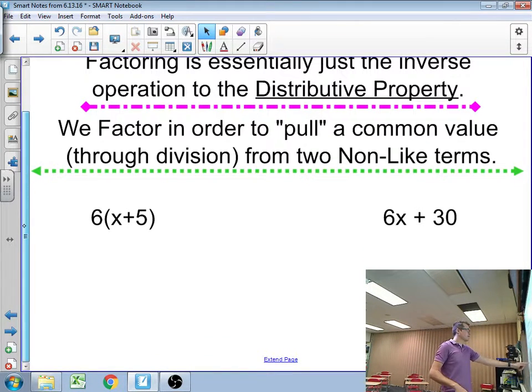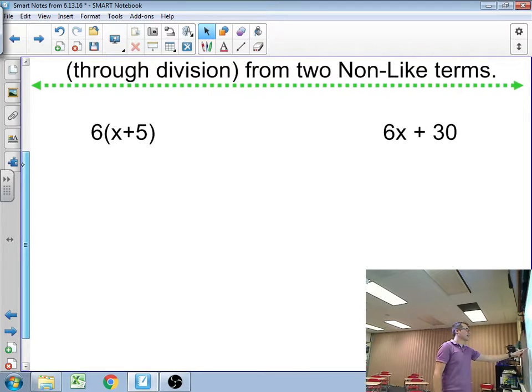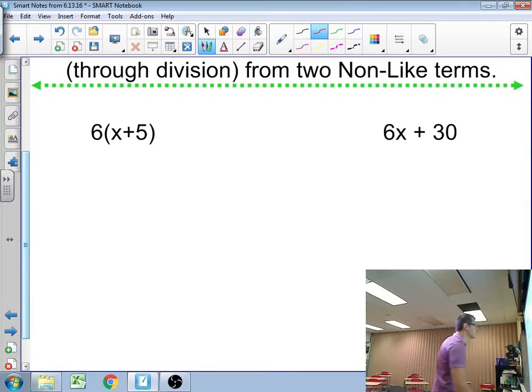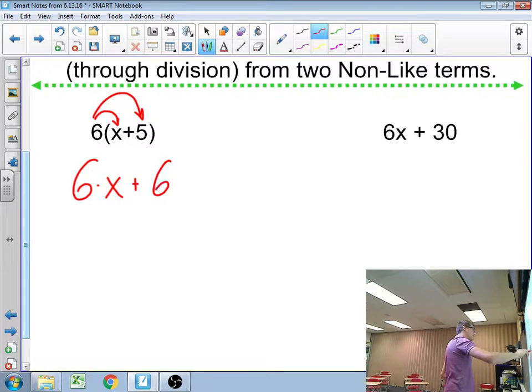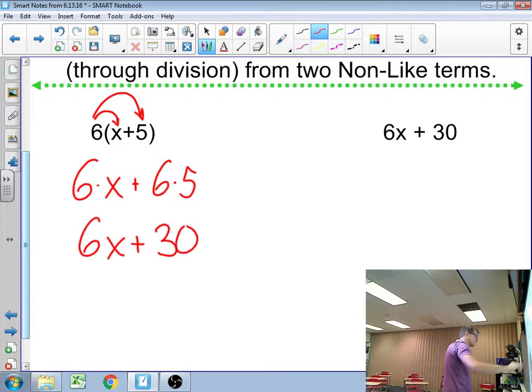This first expression on the left says 6 times the quantity x plus 5. Since I can't add my x plus 5 because they're non-like terms, to get rid of those parentheses, or to simplify this expression, I have to multiply the 6 by the x, and I have to multiply the 6 by the 5. That gives me 6x plus, well actually, I'll show all of my work. That's 6 times x, the plus in between them, and then 6 times 5. This gives me 6x, and 6 times 5 gives me 30.